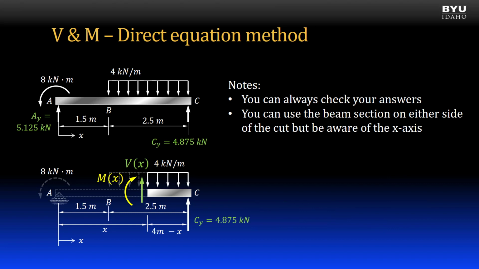The second note is that you can use the beam section on either side of the cut. Just be aware that doing so does not change the x-axis. Note how in the figure the dimension x is still measured from the axis origin to the point of the cut. So the length of the cut section is the total length minus x. Here, 4 meters minus x. Also note that I have included the internal shear and moment on the cut surface using the positive sign convention when the beam is on the right side of the cut.